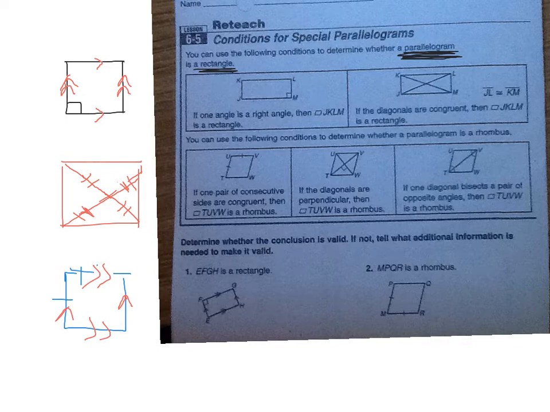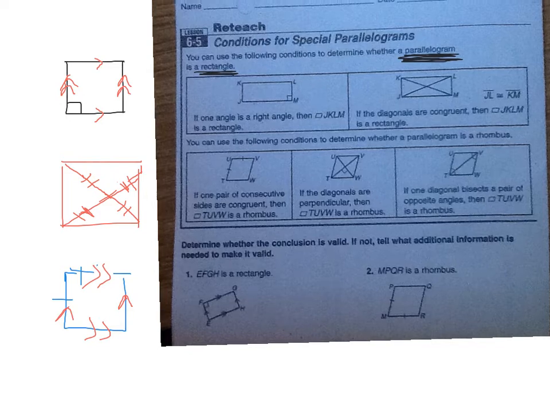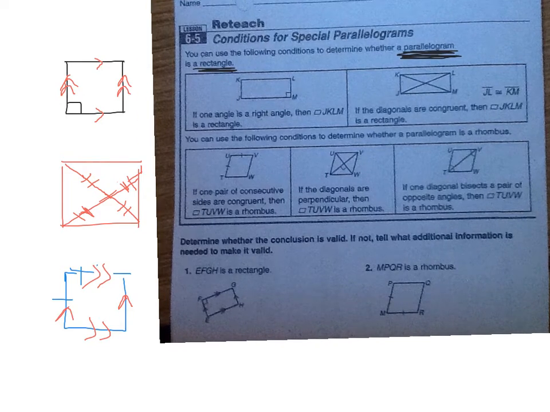And then another one that we have is if diagonals are perpendicular, then the parallelogram is a rhombus. Perpendicular means having a right angle where they intersect. And the last one is if one diagonal bisects a pair of opposite angles, then the parallelogram is a rhombus.